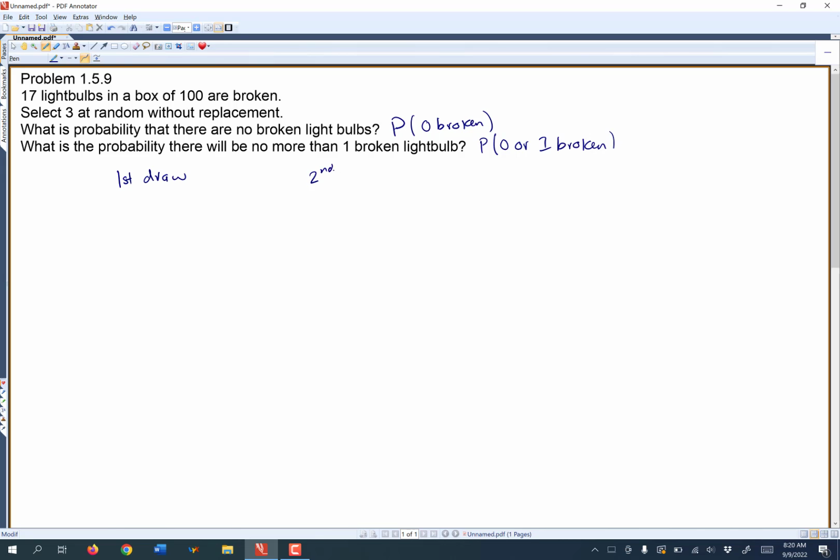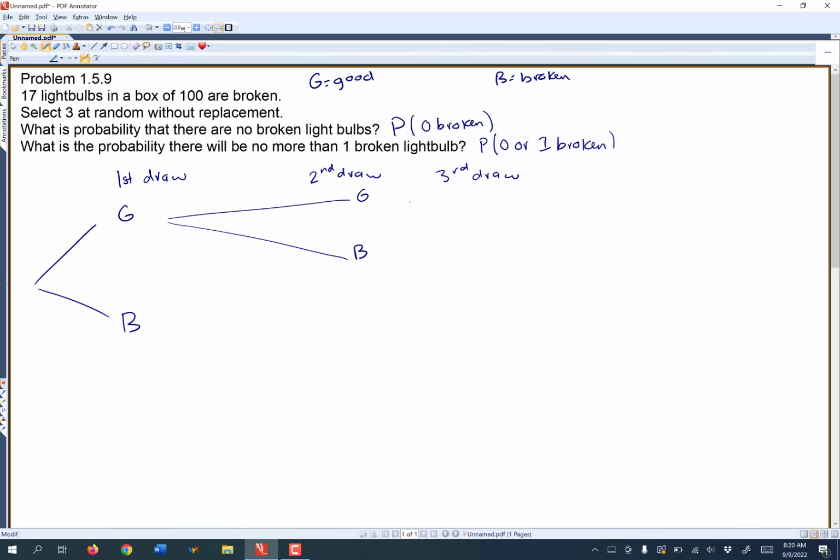our second draw, and our third draw. So to start off, I have 2 choices when I draw. I can get a good bulb. So I'm going to use abbreviations: G equals good and B equals broken. So I can either get a good one the first time or a broken one. Now the next time I draw, I can either get a good or a broken. And the third time I draw, I can get good or broken, good or broken.